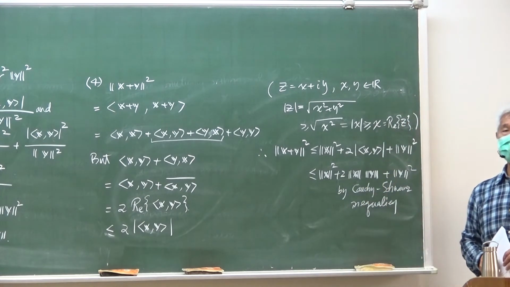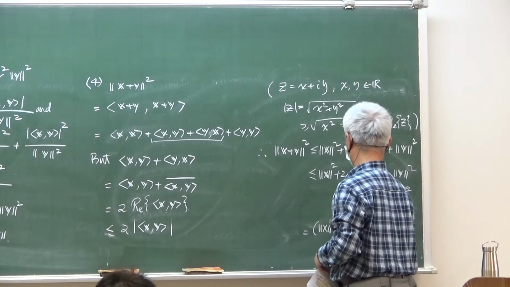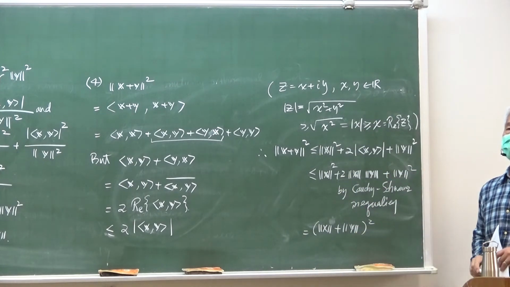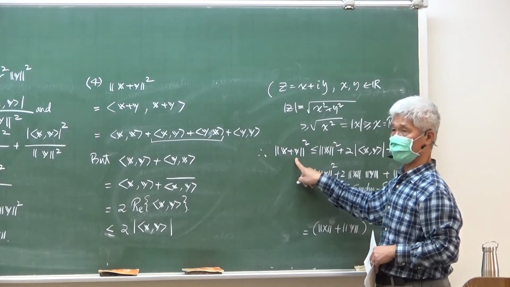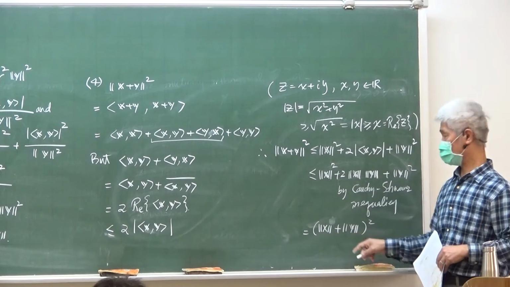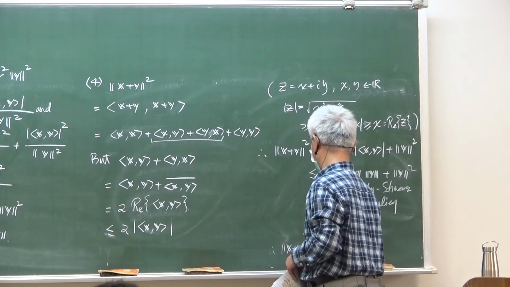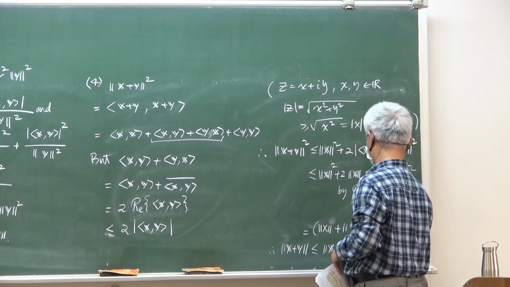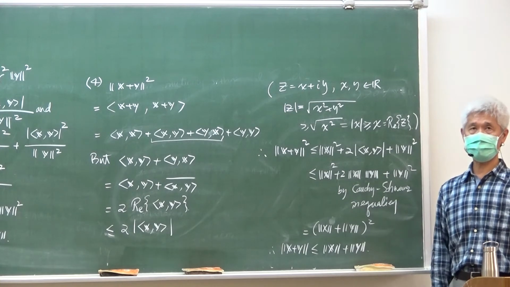All right, so here we apply the Cauchy-Schwarz inequality. And now we have a perfect square. Okay? We have a perfect square. So the square of the length of the sum is less than or equal to the square of the sum of their lengths. So by taking the square root, we have the norm of x plus y less than or equal to the norm of x plus the norm of y. Okay? So we proved the triangular inequality.